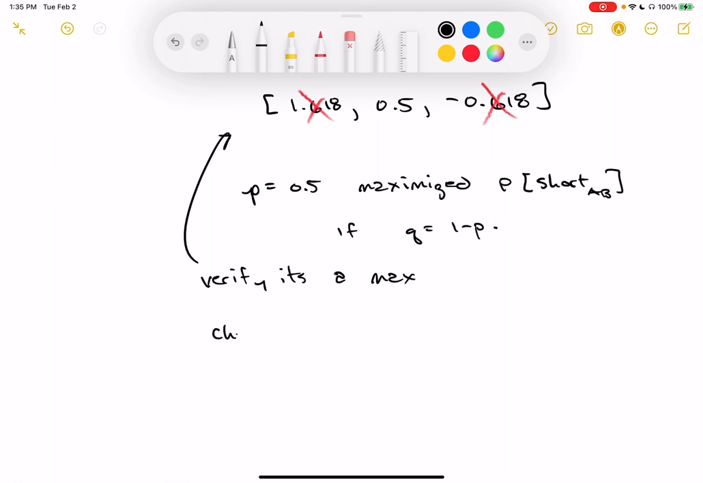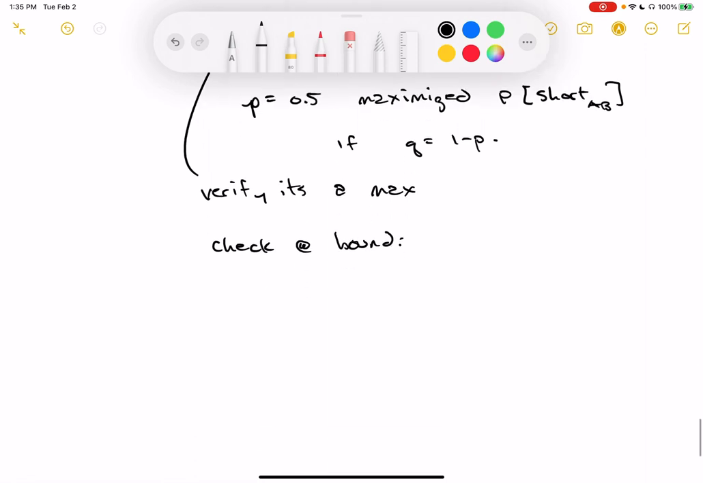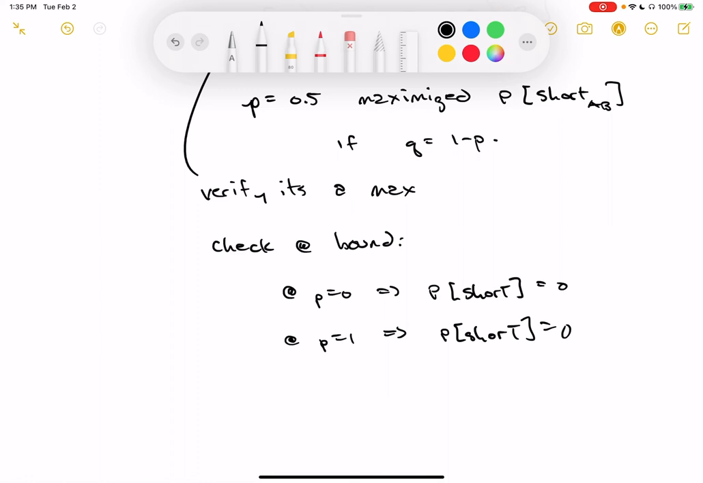So I'm going to do it through a boundary check. I'm going to check at the boundaries, and so the boundaries are P equaling 0. So at P equaling 0, we know, because we'd already seen this, the probability of a short was equal to 0. And I know that at P equaling 1, the probability of the short was equal to 0. That just reverses the role of the first and the second stages.